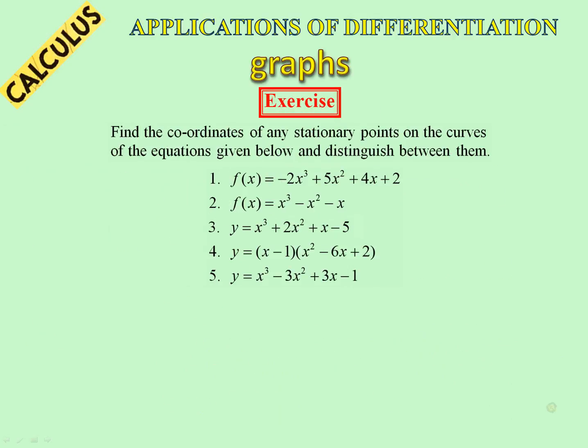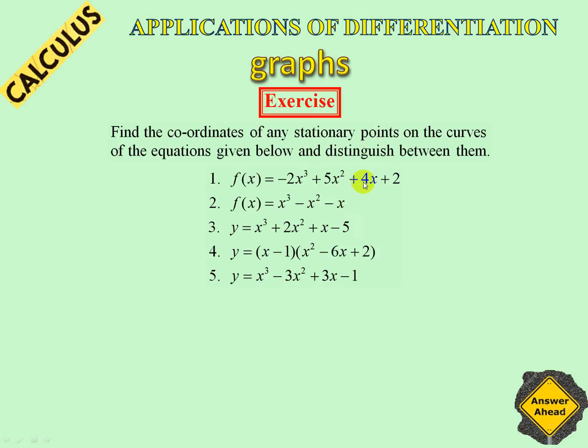Right, here's an exercise for you to do. Try them yourself, pause, and then have a look at the result. It says find the coordinates of the stationary points on the equations. Well, derivative equal to 0, solve for x. That gives you the x value of the stationary point. Substitute back into the original to get the y values, and you have your stationary points.